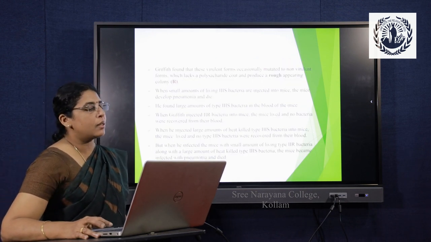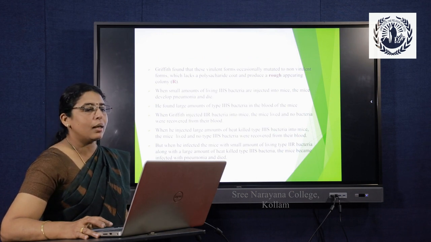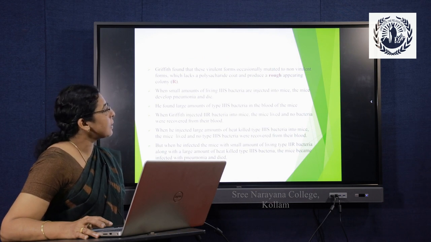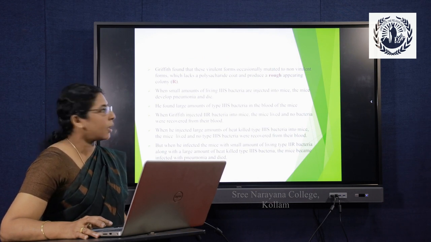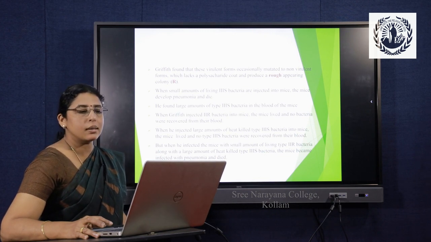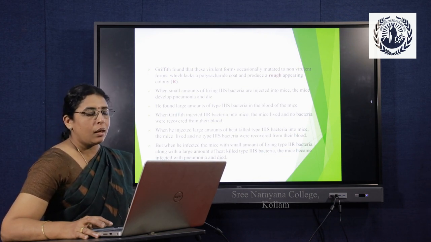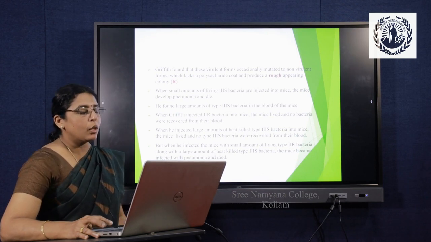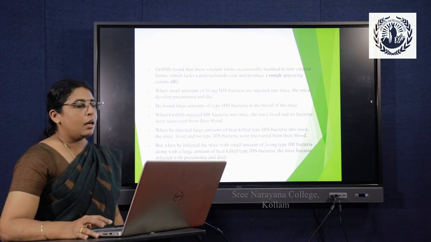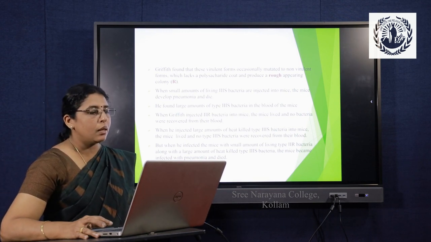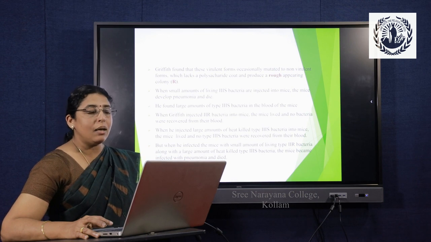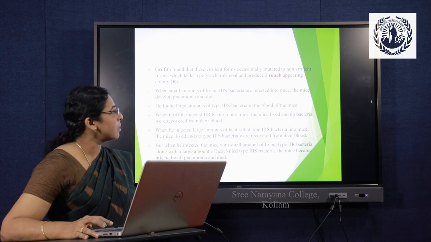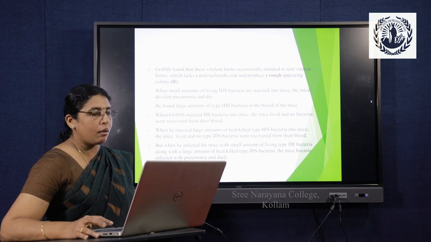Then Griffith found that some of the virulent forms occasionally mutated to non-virulent forms, which lack a polysaccharide coat and produce a rough appearing colony. So they are called rough colonies, and they are represented by the letter R. Then coming to the experiments conducted by Griffith, in the first set of experiments, he injected living 3S bacteria. 3S means type 3 and S means smooth, most strains of which are virulent forms.